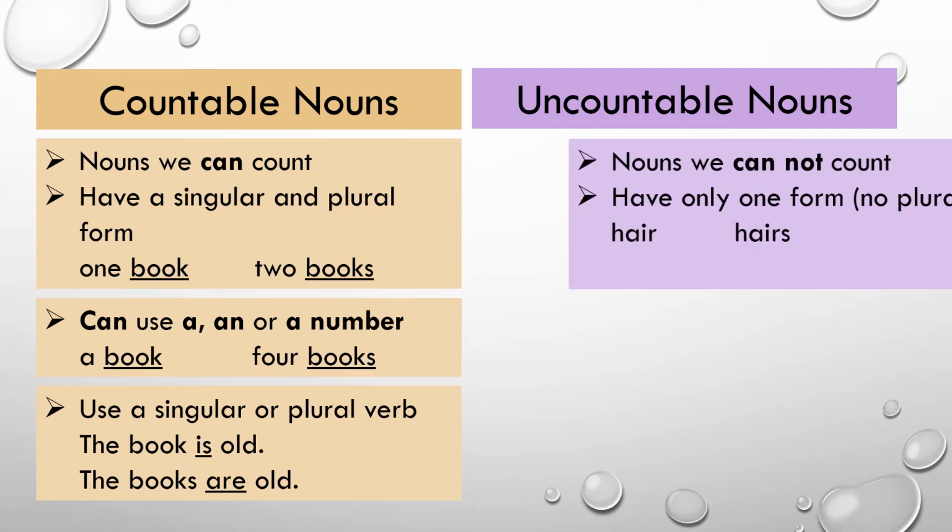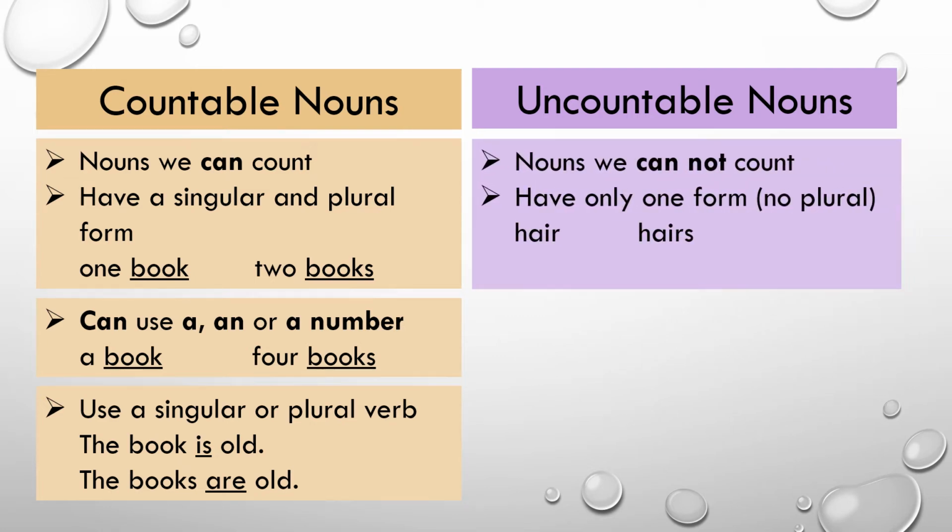Nouns that we cannot count, such as rice or sugar, these are known as uncountable nouns. Benda yang kita tidak boleh bilang, contohnya nasi ataupun gula, kategori uncountable nouns. Uncountable nouns have only one form. There is no plural form for uncountable nouns. For example, hair. We cannot say hairs in plural form. Uncountable nouns ni dia hanya ada satu bentuk dan tidak ada bentuk plural.